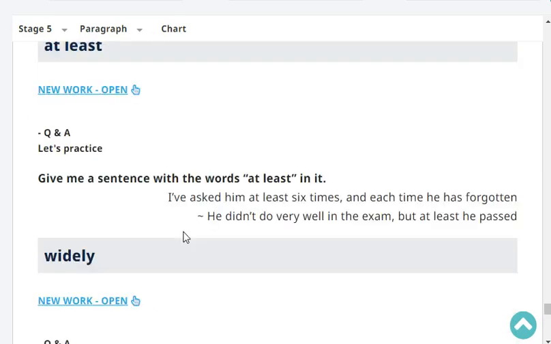Give me a sentence with the words at least in it, please. I've asked him at least six times, and each time he has forgotten. He didn't do very well in the exam, but at least he passed. Very good.